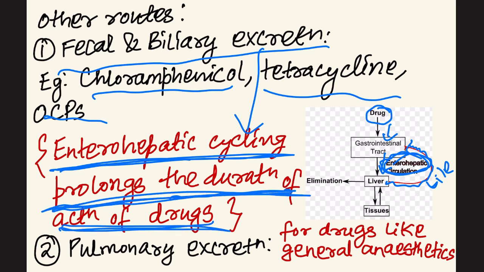This is the reason why oral contraceptive pill efficacy is less in case the individual has disease of liver, because in that case enterohepatic cycling doesn't occur, and as a result this can lead to failure of the drug. Next, other routes of excretion include pulmonary excretion. It is mainly for drugs like general anesthetics and alcohol, which are exhaled out with the air.